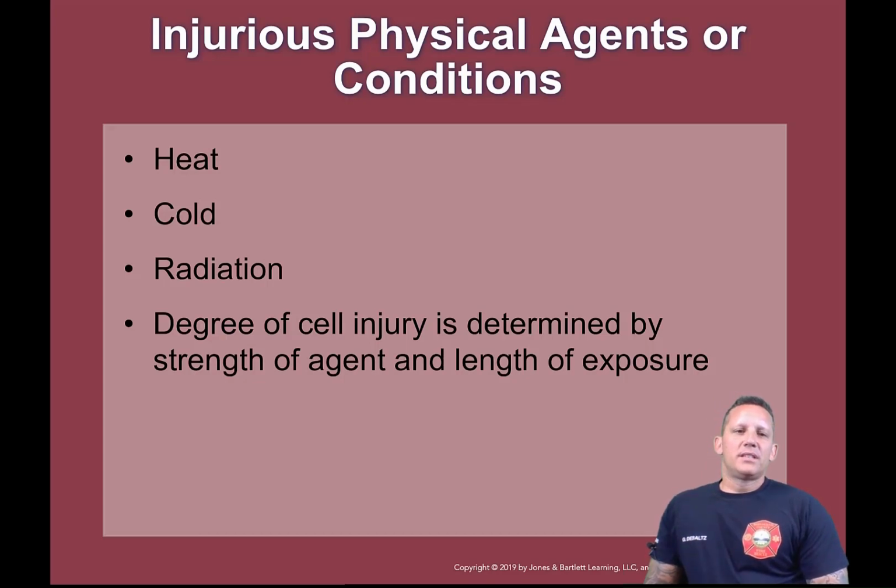Some physical agents for cellular damage or death is heat, cold, radiation. The degree of a cellular injury is determined by the strength of the agent and length of the exposure. So let's think about this in some simplistic terms. In regards to heat, you could have like a simple flame contact, which might cause some pain and redness to the superficial skin, all the way to charring and complete annihilation of missing tissue that could include up to the bone. The same for cold, right?